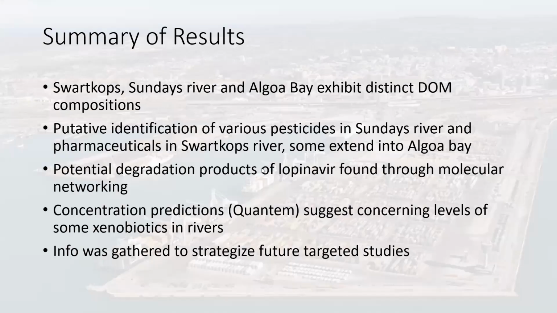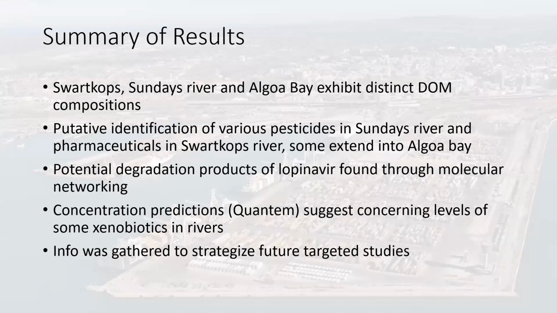Okay, and then as a summary, using tandem mass spectrometry and LC-ESI-MS/MS, we were able to show that Swartkops River, Sundays River, and Algoa Bay exhibit distinct DOM compositions. We were able to putatively identify various pesticides in Sundays River and pharmaceuticals and urban pollutants in Swartkops River. Some of them extend into Algoa Bay, and our putative identifications are strengthened by the context of pesticides being present at sites where you would expect them, and pharmaceuticals vice versa.